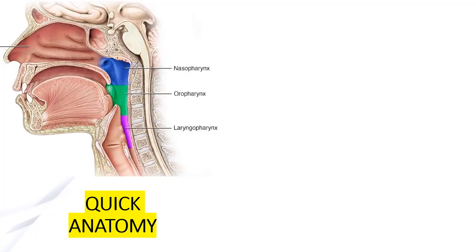Now for an overview, think of the pharynx as a funnel-shaped tube extending from the skull base down to the esophagus. Except that it is not entirely a tube because it has openings on the anterior portion corresponding to the back of the nose, back of the oral cavity, and the larynx. Hence the names nasopharynx, oropharynx, and laryngopharynx.